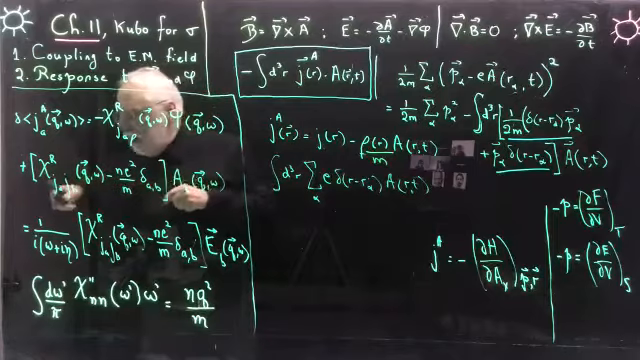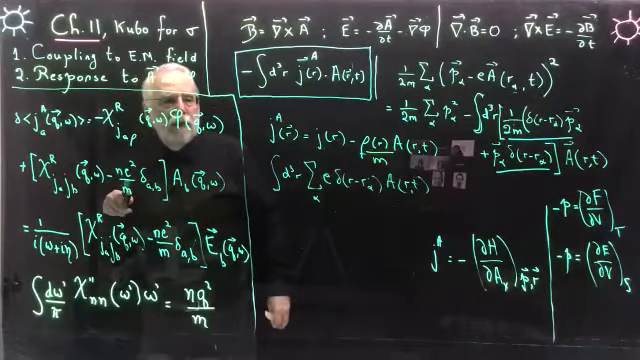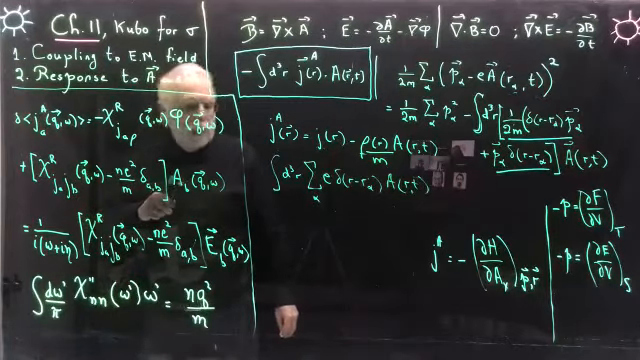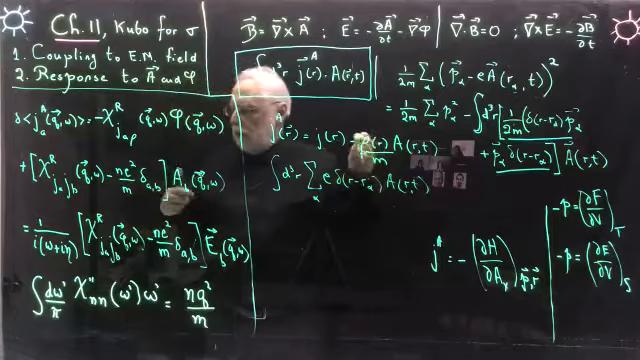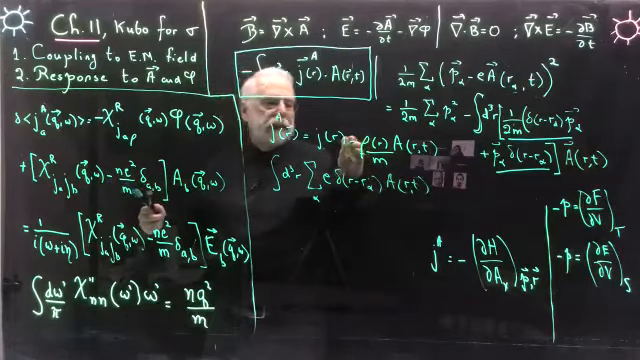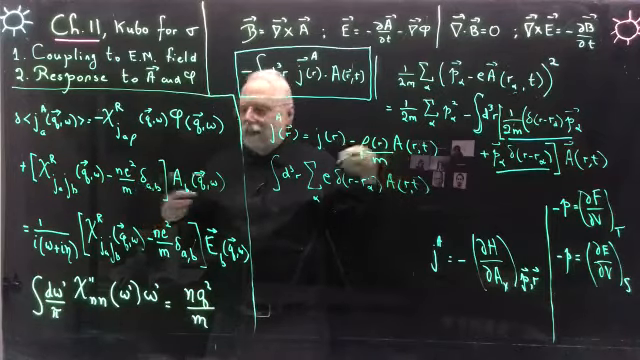Okay, so that's called the paramagnetic current, and that's called the diamagnetic current. And so this has to be computed to linear order, and the other one I can compute to zeroth order because in the current operator, it comes already linear in A.